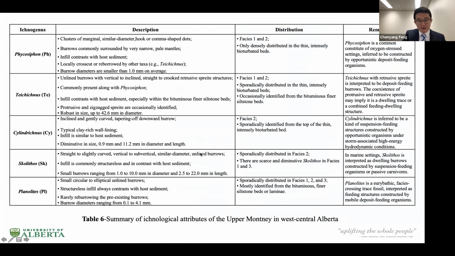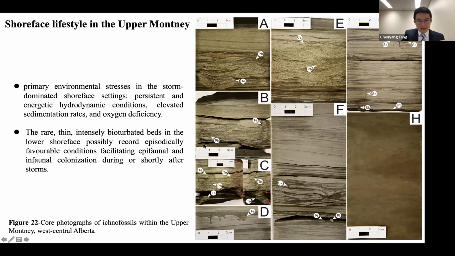This table is a summary of the attributes of the ichnogenera, mainly including Phycosiphon, Thalassinoides, Cylindrichnus, Skolithos, and Planolites of the Upper Montney in West Central Alberta. On the basis of the sedimentological and ichnological analysis, the primary environmental stresses influencing these storm-dominated shoreface settings mainly include persistent and powerful hydraulic conditions, high sedimentation rates, and lowered levels of oxygen.